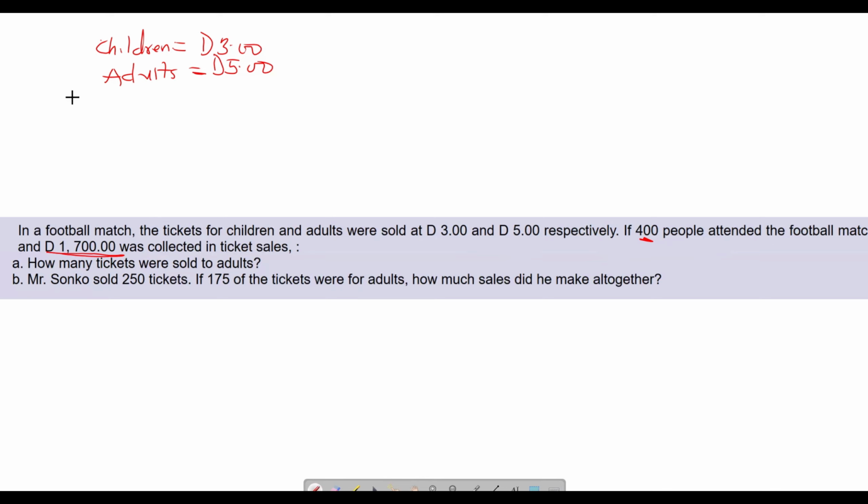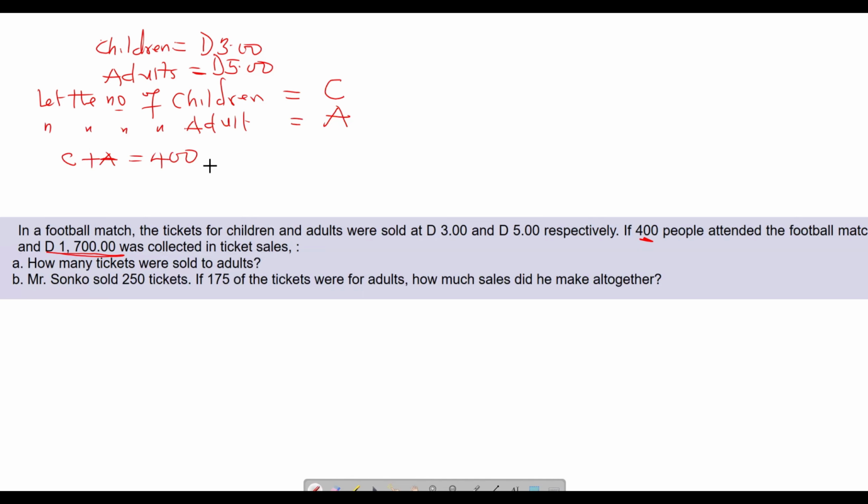So the first thing here is to represent them with variables. I can say let the number of children be C, let me use the variable C, and let the number of adults be capital A. So if C is the number of children and A is the number of adults, we can now come to the second part of this. If 400 attended the football match, that means the children plus the adults will be equal to 400, because those who attended the football match are children and adults. So that means C plus A will give us 400. This gives equation 1.